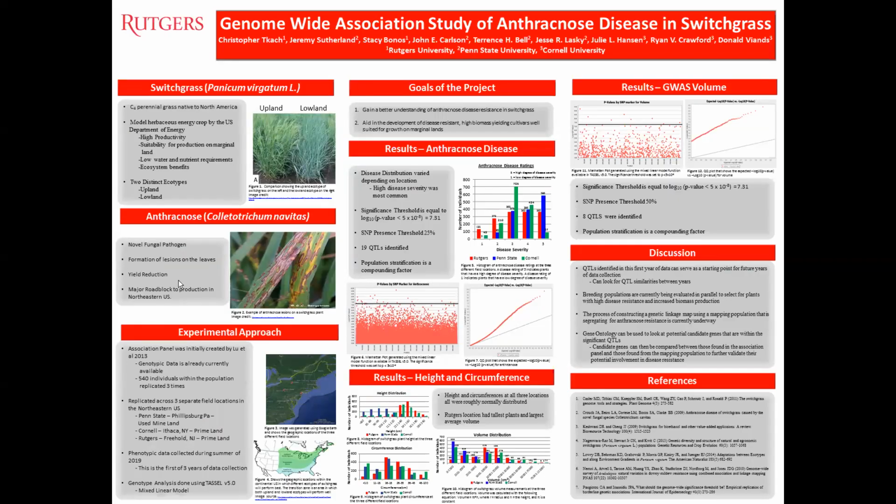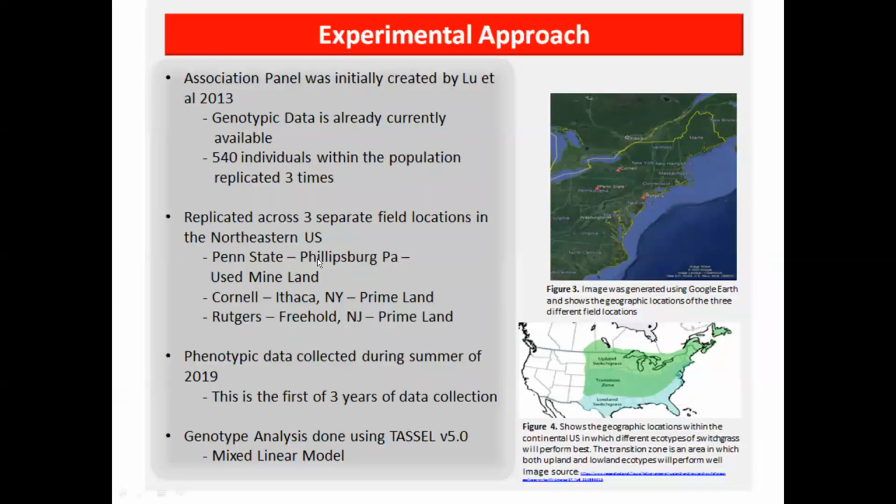Now we're going to zoom in on the experimental approach. The association panel of switchgrass used in this study was initially created by Liu et al. in 2013. The association panel contains a total of 540 unique genotypes for which the SNP markers have been previously identified.